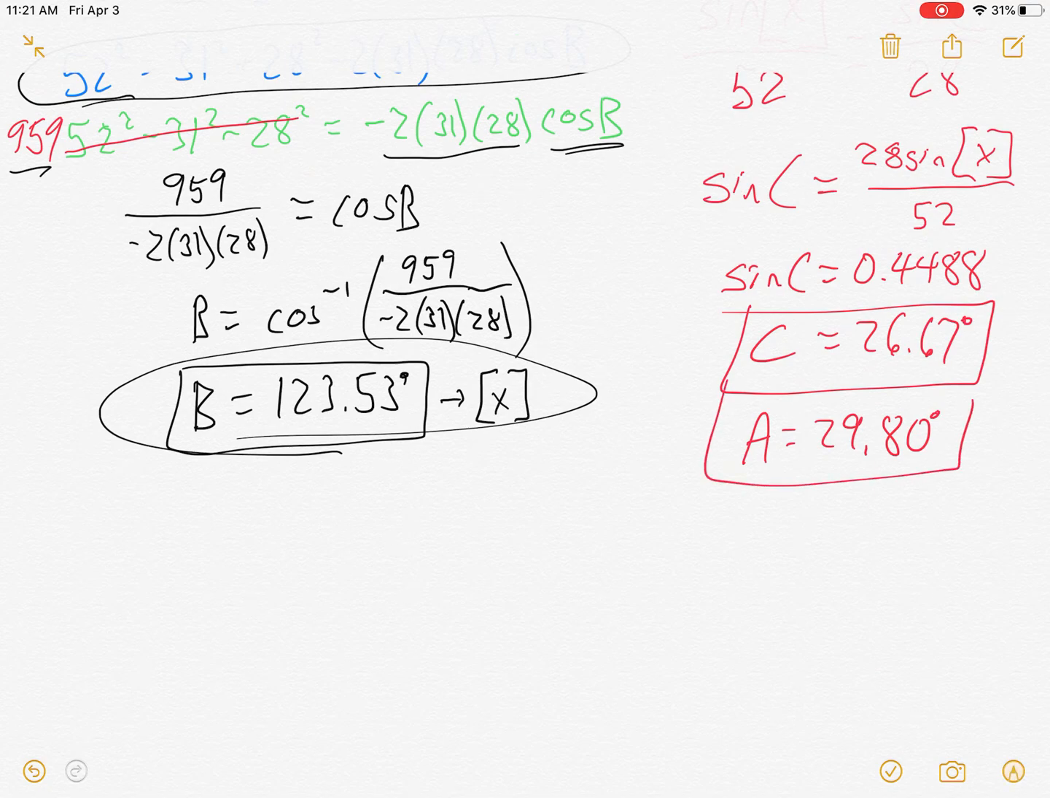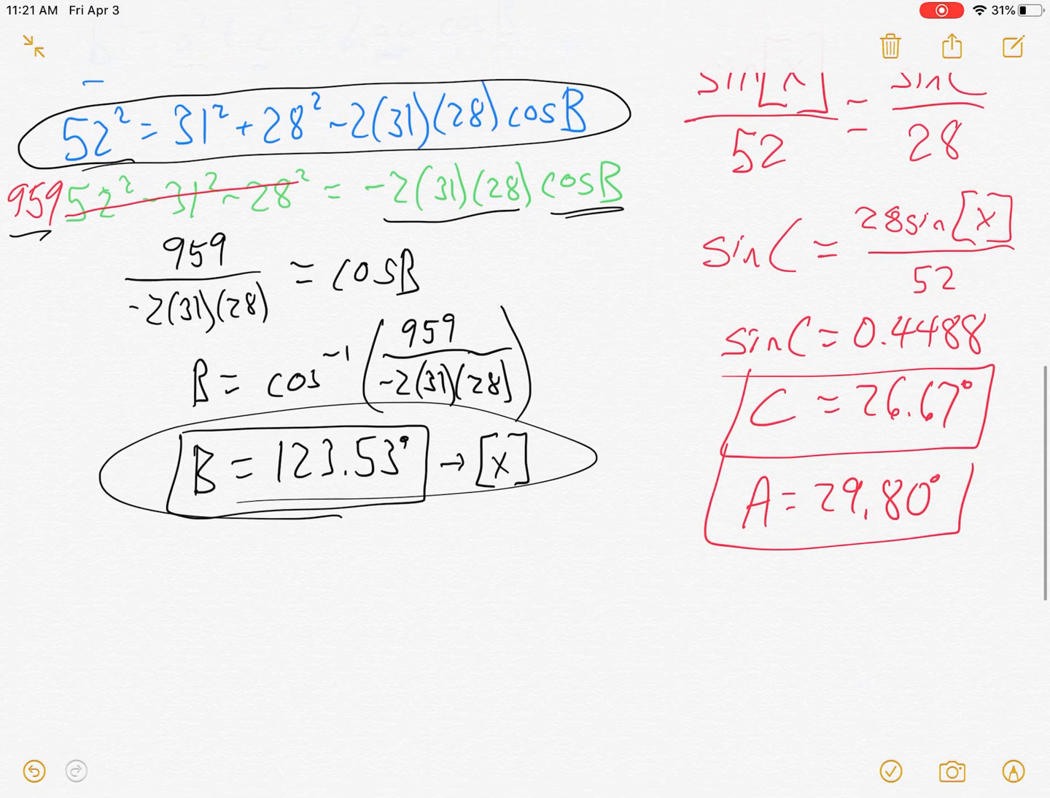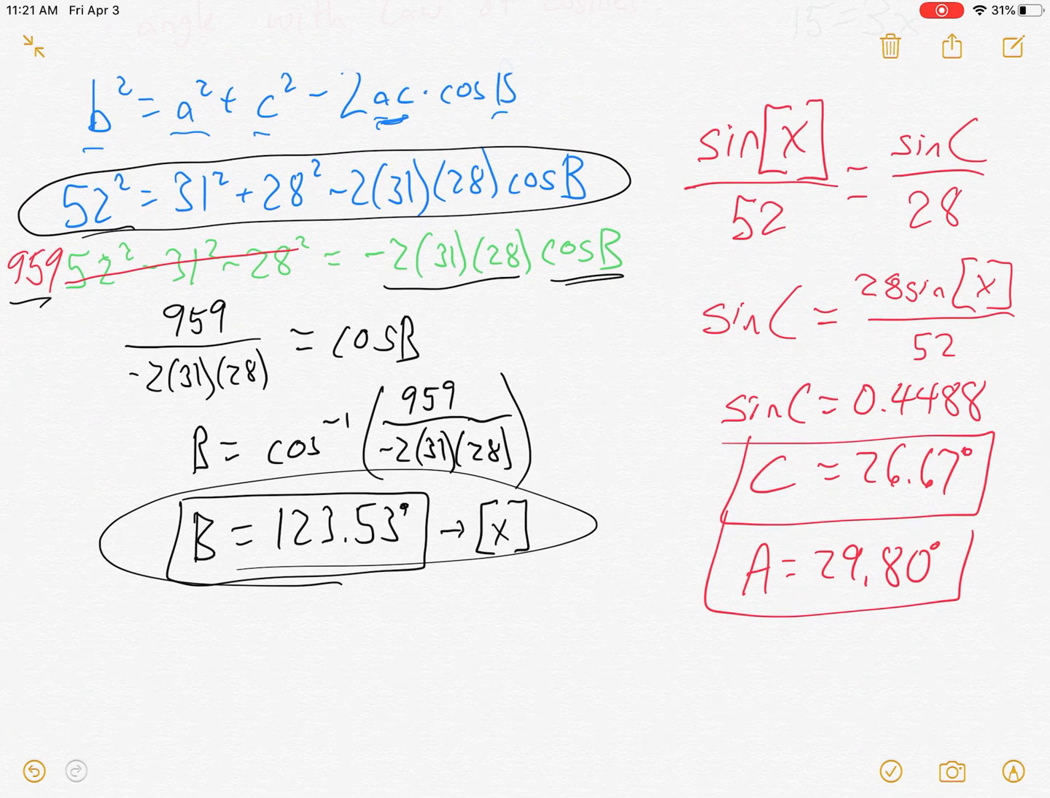And if you want to check it, you could always add them back together, see if they equal 180. That looks pretty good to me. Okay, well, I think we're going to stop this video there. Hope that was helpful. We'll have a short one to finish off section 6.2 with an area formula called Heron's Area.